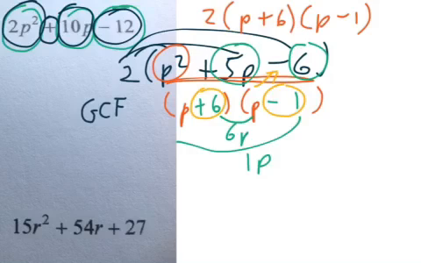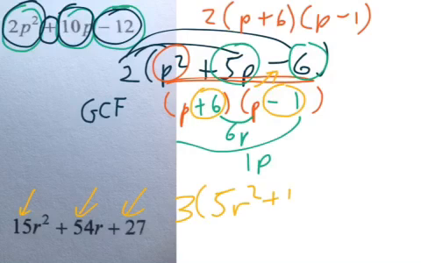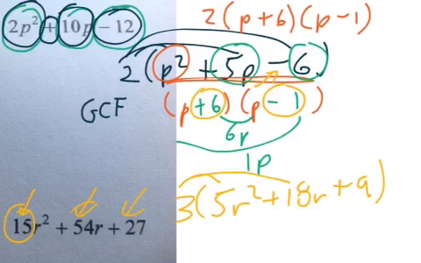Okay, let's try it again with the next one. Did you notice that 15, 54, and 27 have a common factor of 3? So therefore, I know 3 times 5 is a 15. I know 3 times 18 gives me 54. I know 3 times 9 gives me 27.